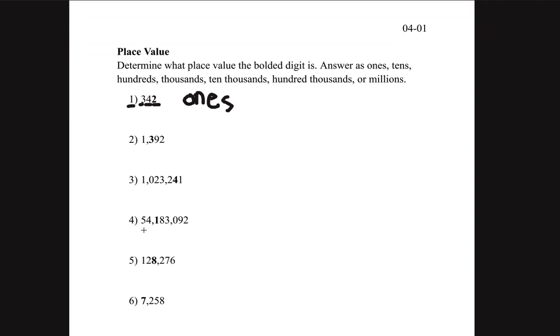Let's look at number 4. We have 54,183,092. We have ones place, tens place, hundreds place, thousands place, 10,000, then 100,000. So it'd be 100,000.